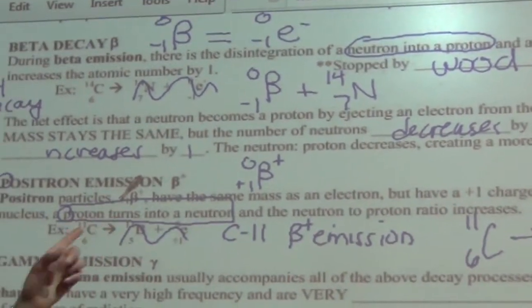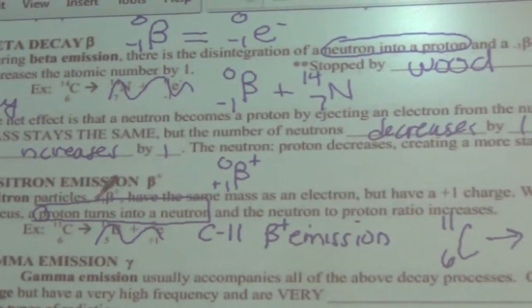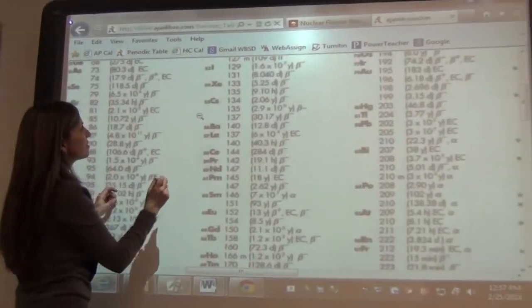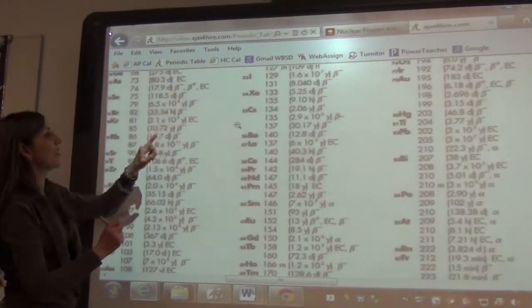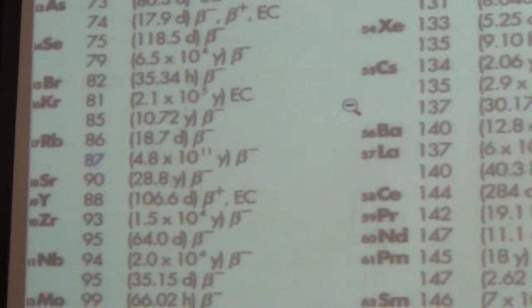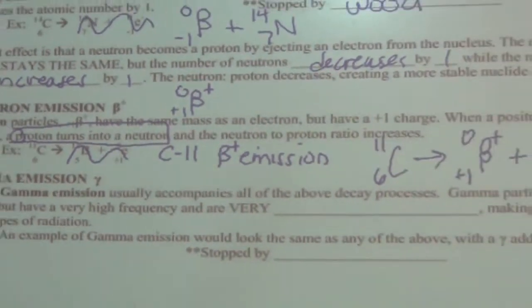So on your periodic table, if you look back at it again, that's what they do. Oh, they do show the minus. They show the minus and the plus on the periodic table. But typically, if you just say beta, then that would be indicating beta minus.